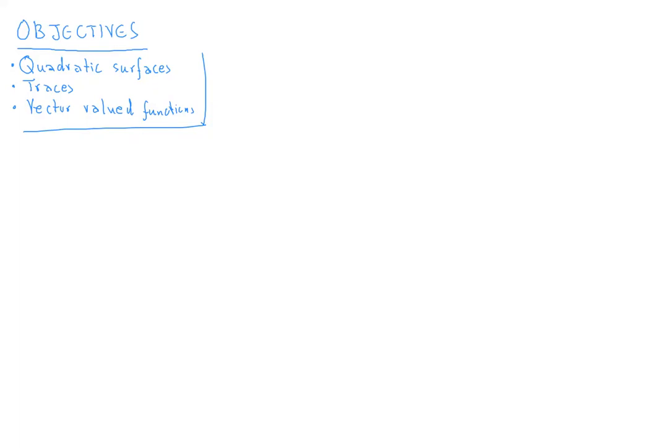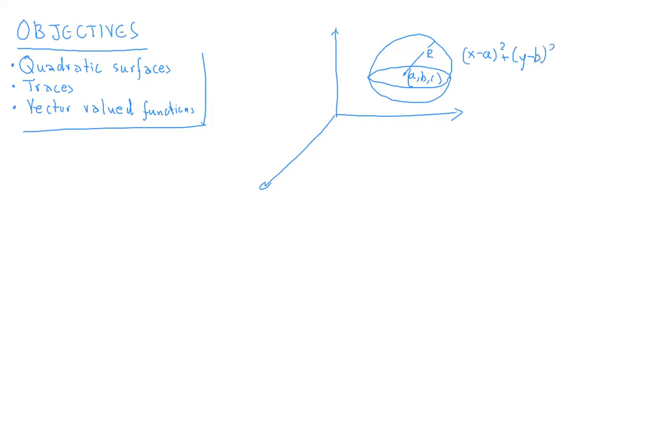So if we consider the sphere centered at the point (a, b, c) with radius r, then that is given by the equation (x minus a) squared plus (y minus b) squared plus (z minus c) squared is equal to r squared.